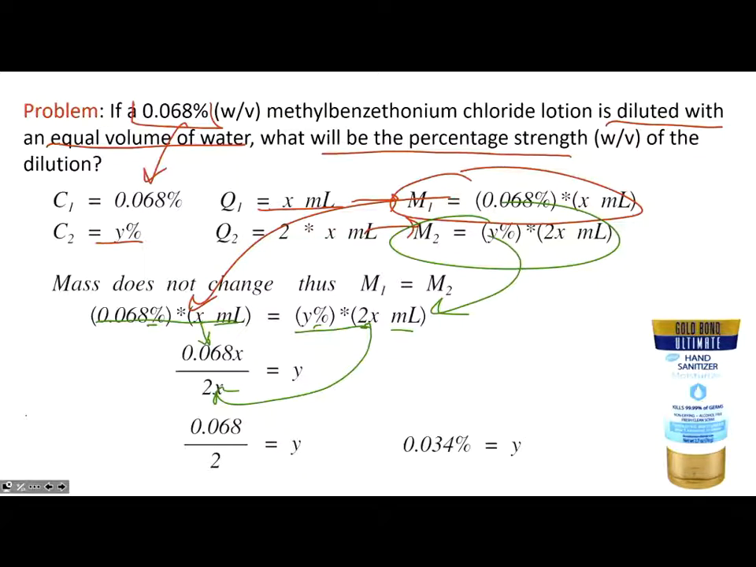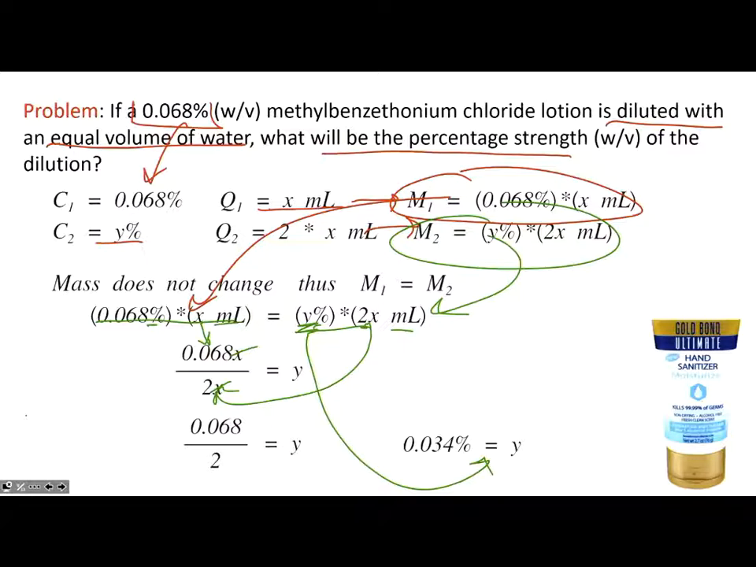It's not super hard, but now, what happens to the x's? Don't I have x divided by x? So the x's cancel, and really all that says is 0.068 divided by 2 is equal to y. Well, what is 0.068 divided by 2? 0.034. And again, since we solved for y, y is equal to percent, so my answer 0.034 is percent. Okay, that's the final answer.